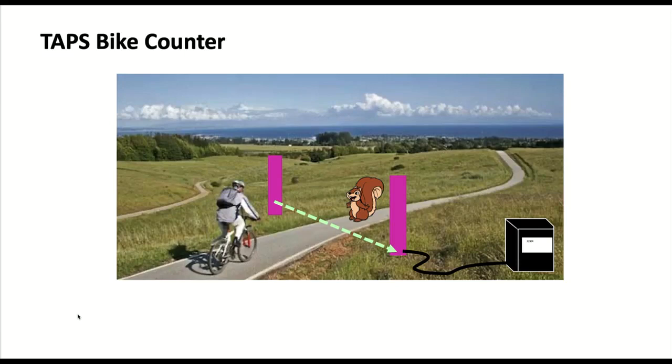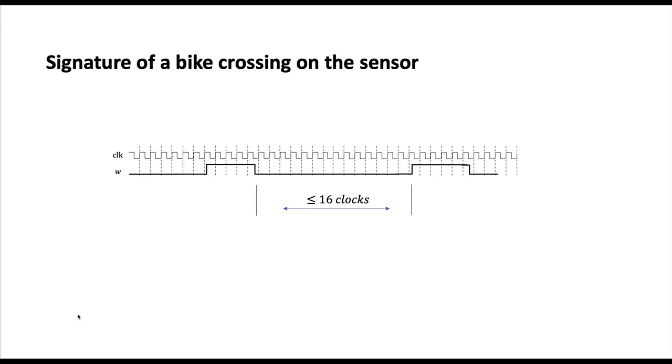Ground squirrels. Okay, so TAPS has done extensive studies with their sensor to identify what's a bike and what's not a bike. And they have decided, so they're the customer, so we're not going to argue with them, but they have decided that the signal you will see from a sensor looks like this when there's a bike.